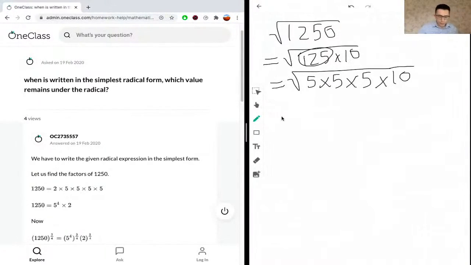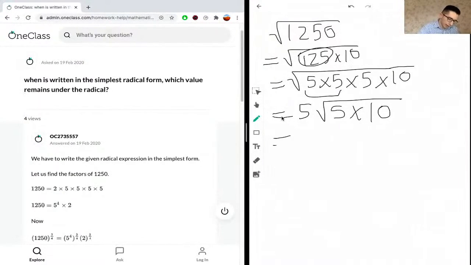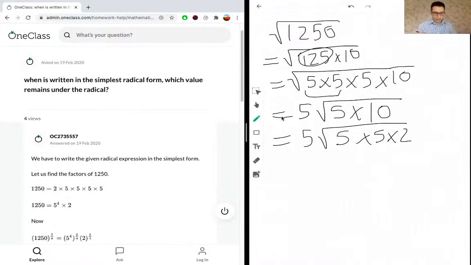So right away, we can see that we have 5 times 5. We can take this out to the front: 5 square root of 5 times 10. And now we can also split up the 10 into 5 times 2 to get an identical 5 term underneath the square root. So 5 square root of 5 times 5 times 2. Sorry, not 5 times 10. 5 times 2 equals 10.